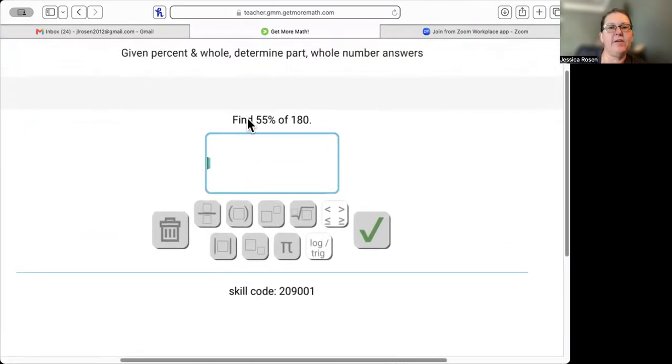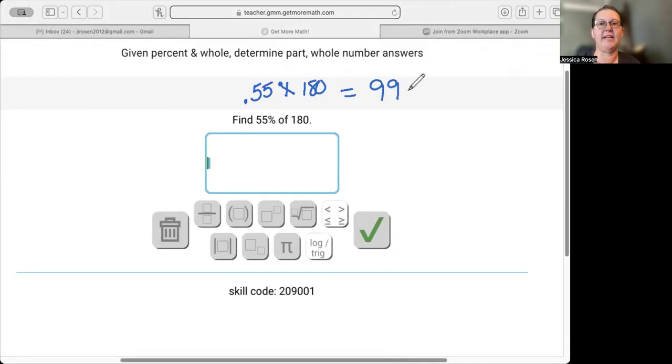If you're going to find 55% of 180, you're basically going to put 55, of means times, 180 in your calculator. It's been a while, so let me make sure that's what it is. It would be 0.55 times 180. You would have to make it into the decimal. And that's going to get you an answer of 99.